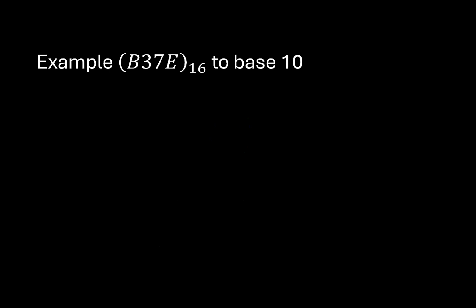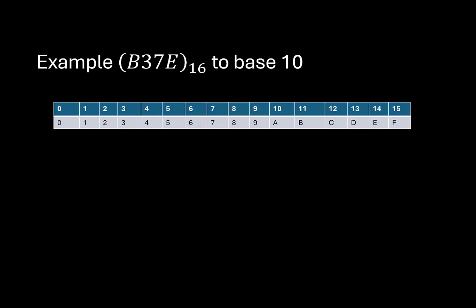Our last example is B37E base 16, and we're going to convert that to base 10. Let's start by writing in our numbers in base 16. That way we can see what number goes to the letters B and E. Now we'll take B37E and we'll write out our powers of 16. 16 to the 0, 16 to the 1, 16 squared, and 16 cubed.